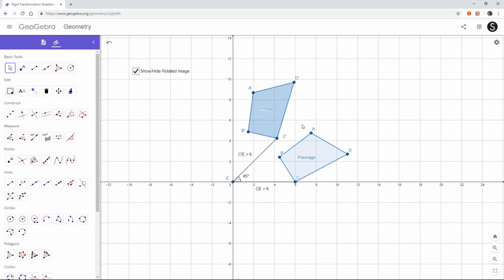And one characteristic of rotations is that the distance from the corresponding point to the center and the original point to the center are identical, or congruent rather. So C prime E has a measurement of 6, and CE has a measurement of 6 as well. So those two sides have equal measurements.